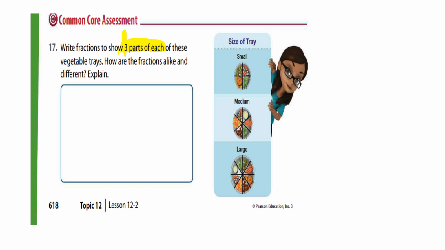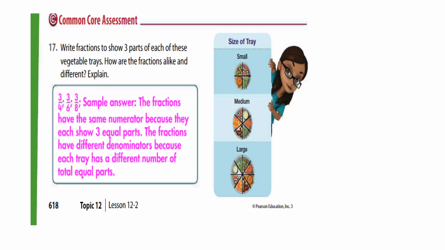And write 3 different fractions and how they are alike. What is going to be the same thing in all 3 fractions? Very good. Excellent. All the numerators are going to be 3. And what is the difference? The whole or the denominator is different in all the fractions. So here is a sample answer for this question.